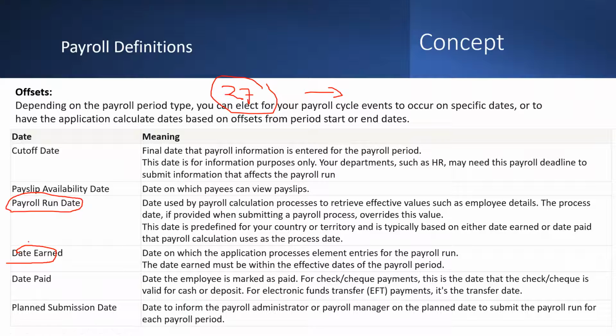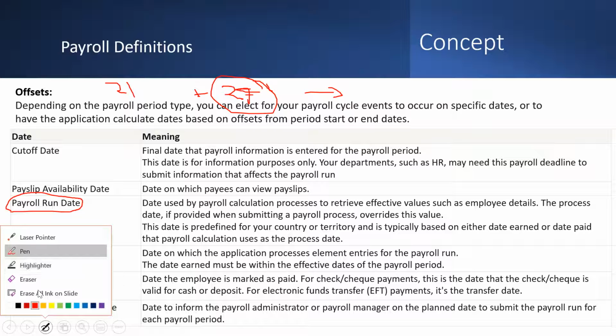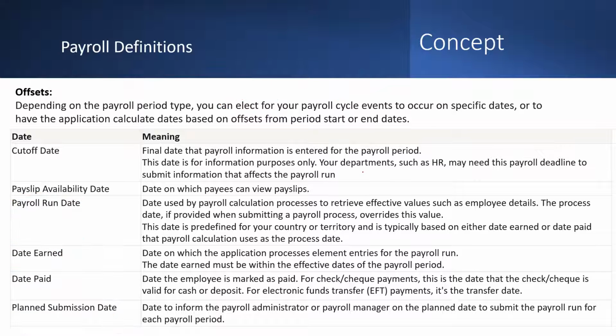So date earned is that whenever my element is processing, I can run the payroll maybe on the 21st itself, but the element which got processed will have the date earned that I have entered in the system. Not clear? No. Can you repeat this part? I will repeat.